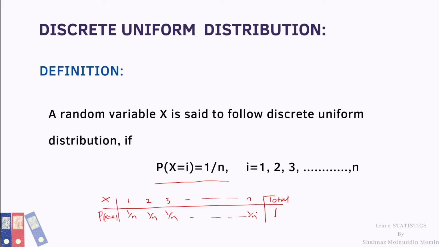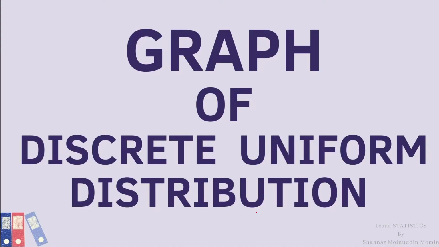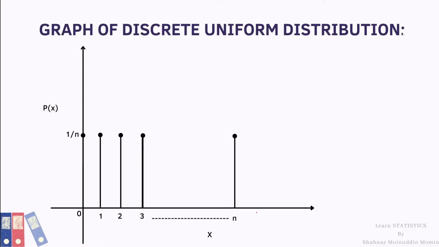Now we shall see the next point, graph of discrete uniform distribution. Let us draw a graph of discrete uniform distribution by taking values of the random variable X along the x-axis and the values of probabilities along the y-axis.